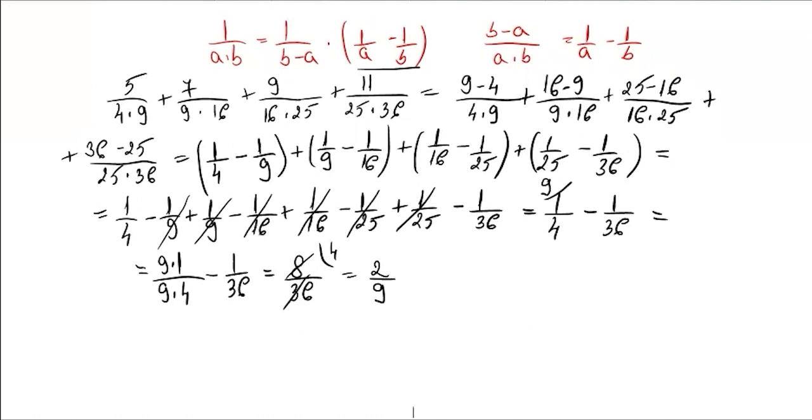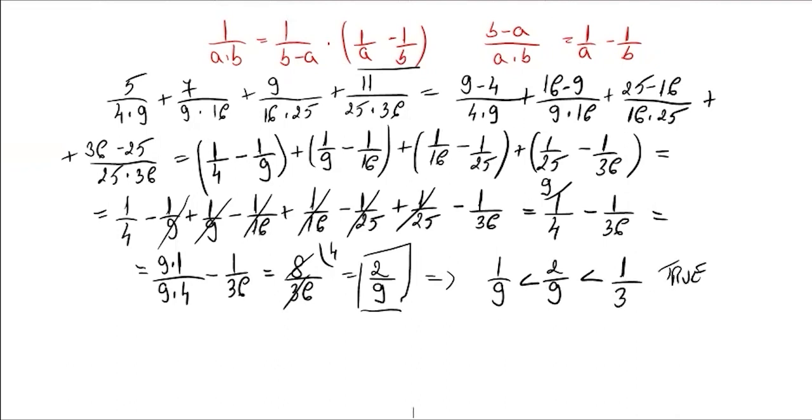Come back to my initial inequality. Results that 2 over 9 is less than 1 over 3, which is a true relationship.